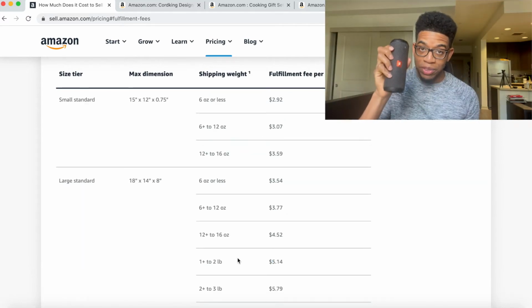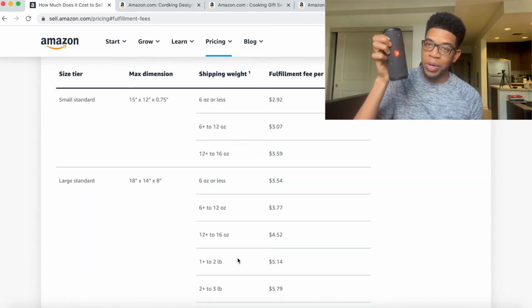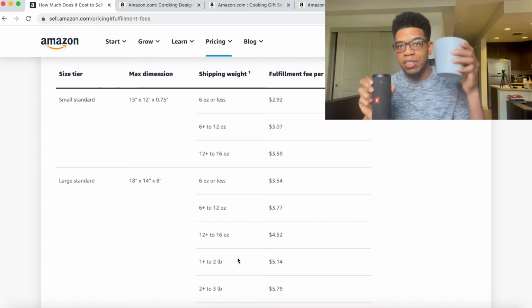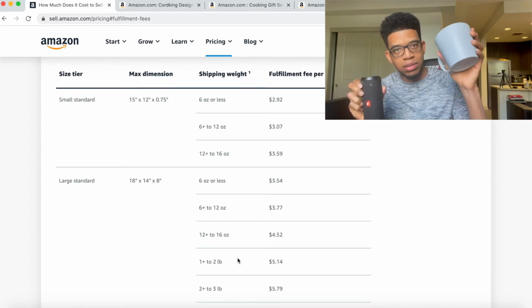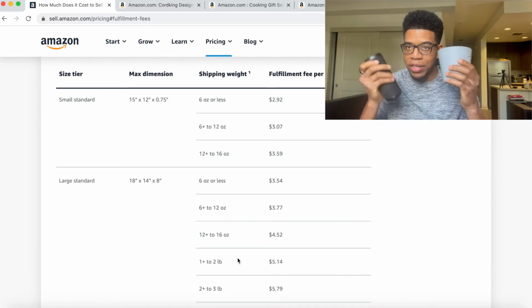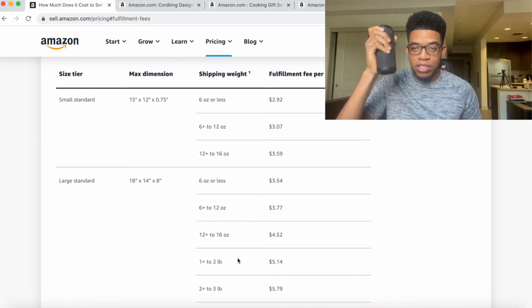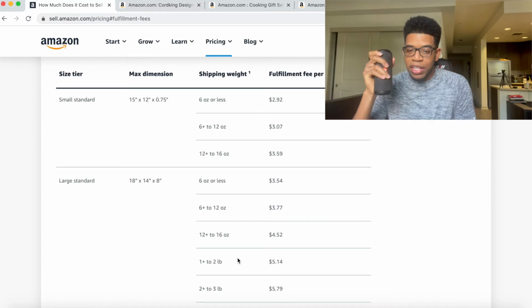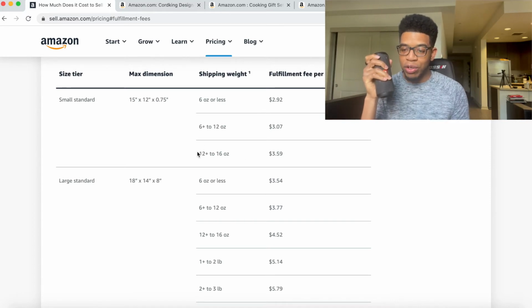Now, for example's sake, we have this JBL speaker, which is around 1 pound, and we have this specific cup mug, a Starbucks cup mug, whatever. It's around 1.5 pounds. I weighed these out. Now, for this item, it's right around 1 pound, slightly under 1 pound. And so it would fall under the small standard in the 12 to 16 ounces because, once again, the max dimensions are lower and the weight is right in between, 12 to 16 ounces.